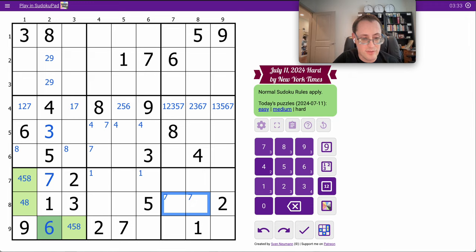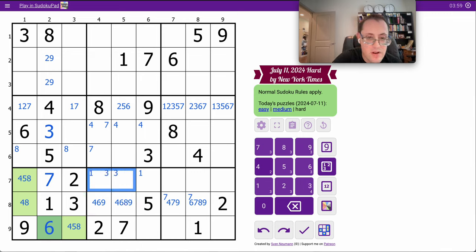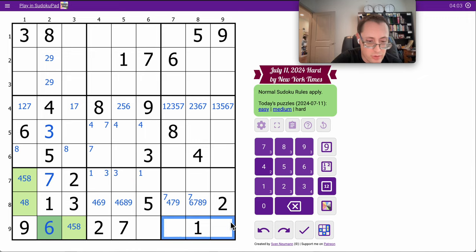1, 2, 3, 5. I need 4, 6, 7, 8, 9 for the rest of row 8. Which go in this configuration, and I have nothing useful coming out of it. But these can't be 3, and this can't be 3. So 3 is in one of those two in row 7, and thus in those two in row 9.